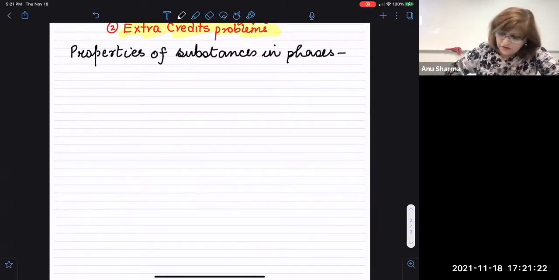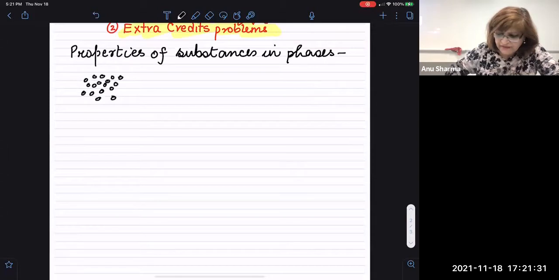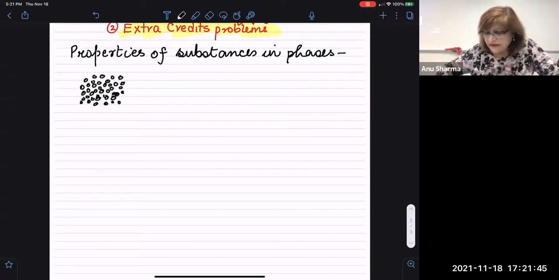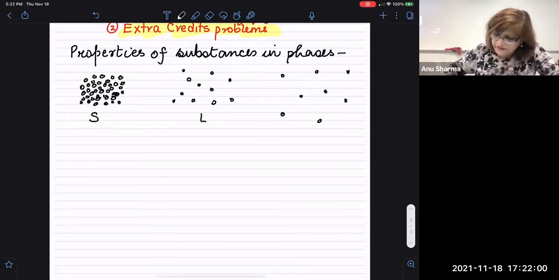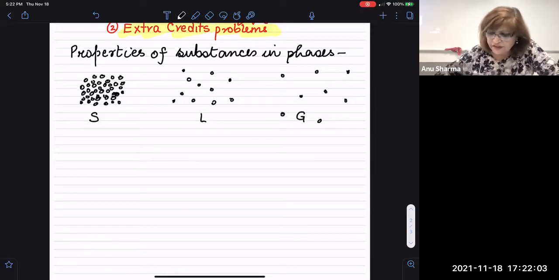Here we have the solids, where the particles are very close and in a very nice order, with strong attraction, a definite shape and definite volume. The attraction is very strong, so the particles are held together strongly. In liquids, the particles are more mobile with less intermolecular attraction, so they are farther apart. In gases, we already know they are very, very far away. So first, solids, liquids, and gases differ in the arrangement of particles.